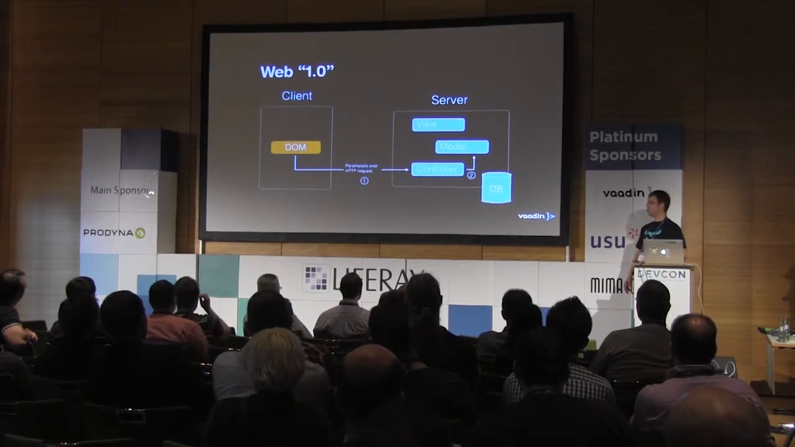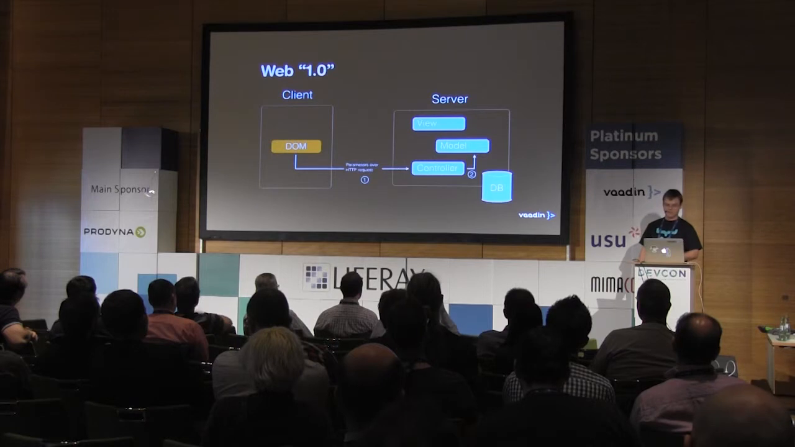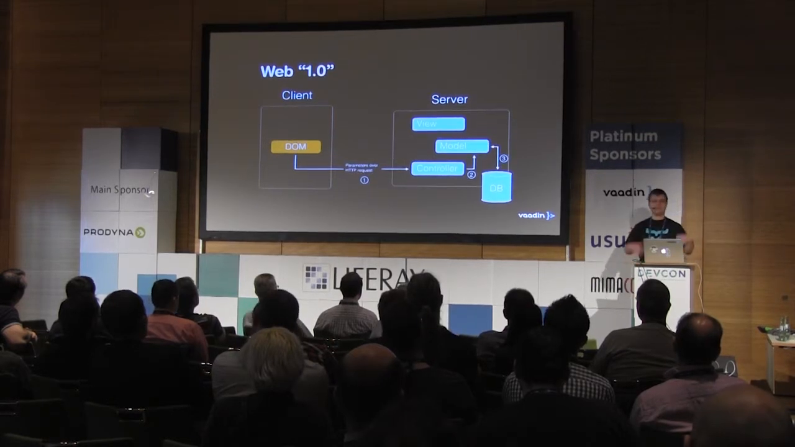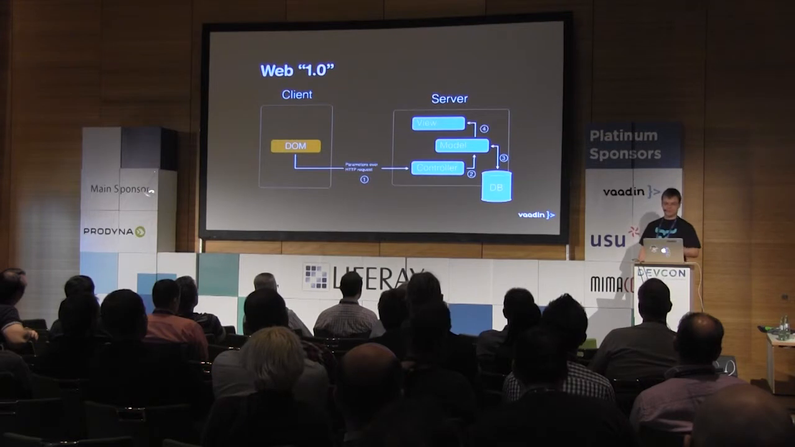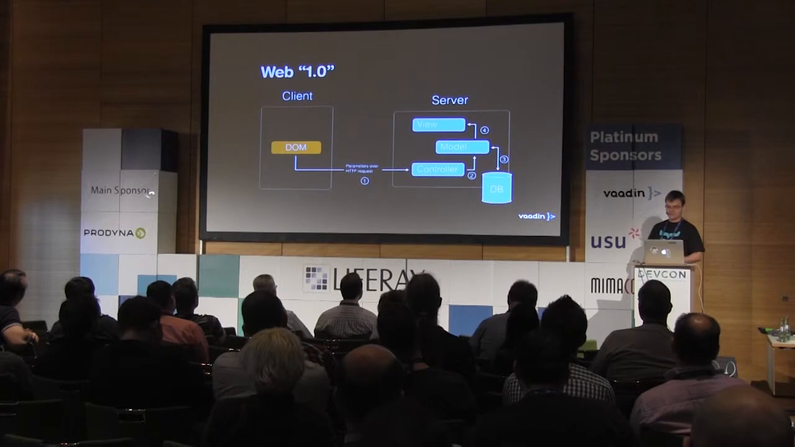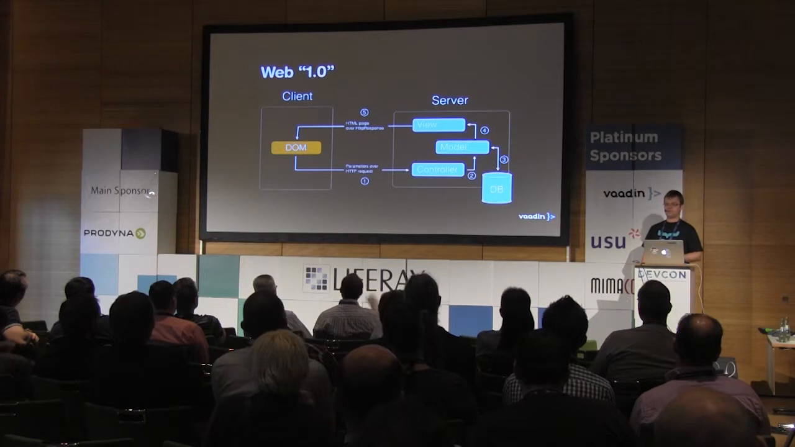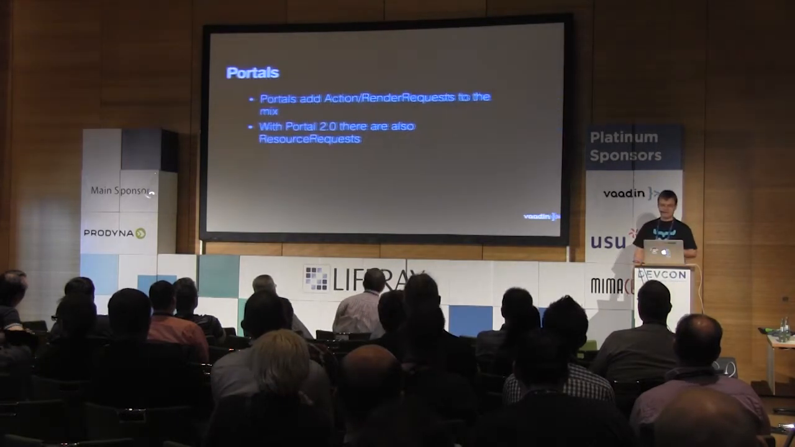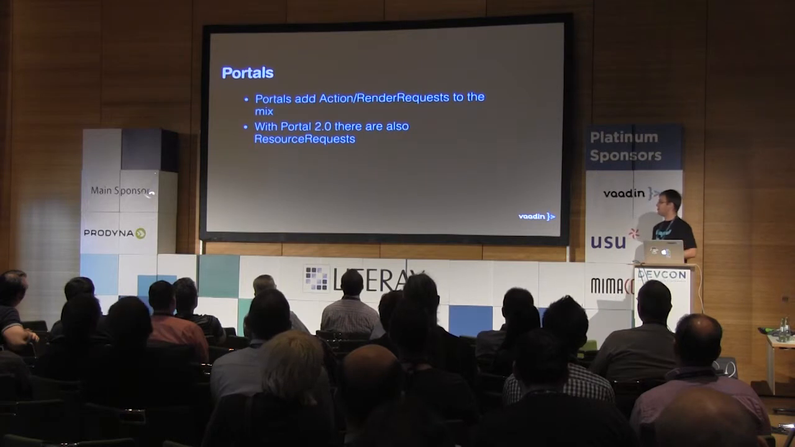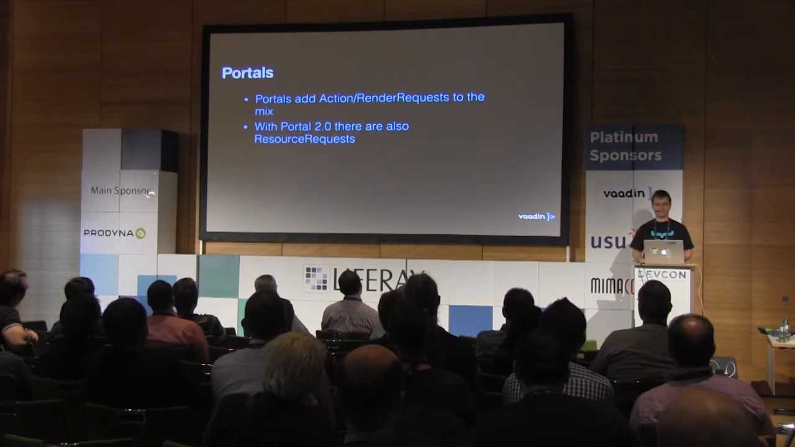Those are parsed by the controller. The controller decides what to do with the data that was sent from the browser, and it changes the model. The model can interact with the database, for example, for checking the consistency. And then we generate a view for the action that was performed, and we send a new HTML page over an HTTP response, right? The model is slightly complicated by portals that add action and render requests. And with the Portlet 2.0 specification, you can also have so-called resource requests.